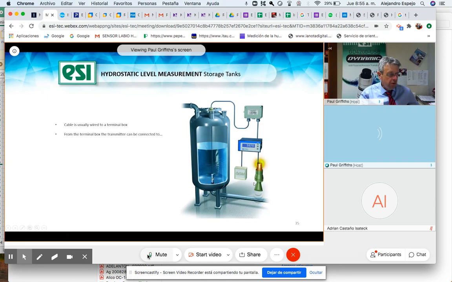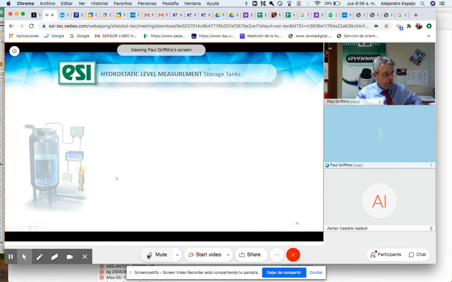No need to make any modifications to the tank. That's a big thing. So in this case, we have panel meter, alarm, modem, data logger. You can connect to all these controls.